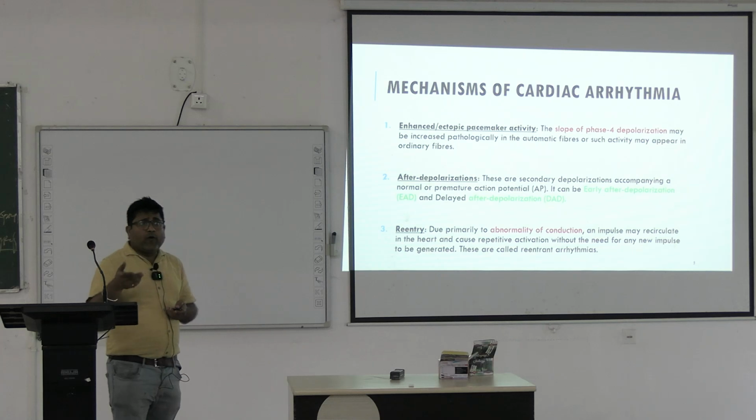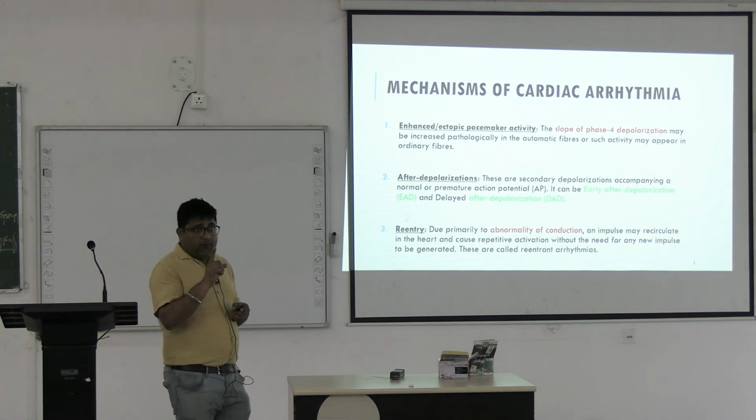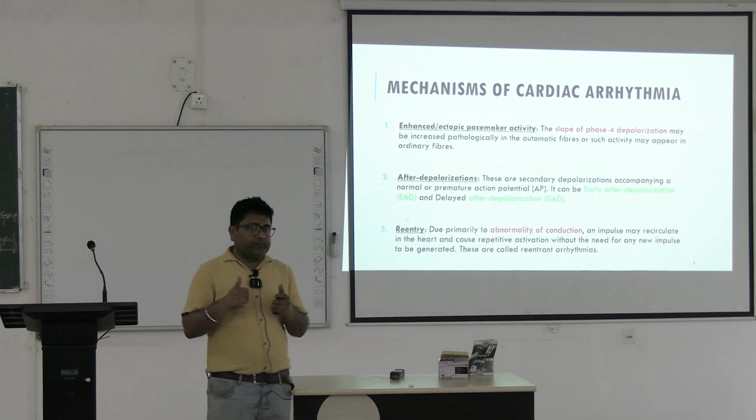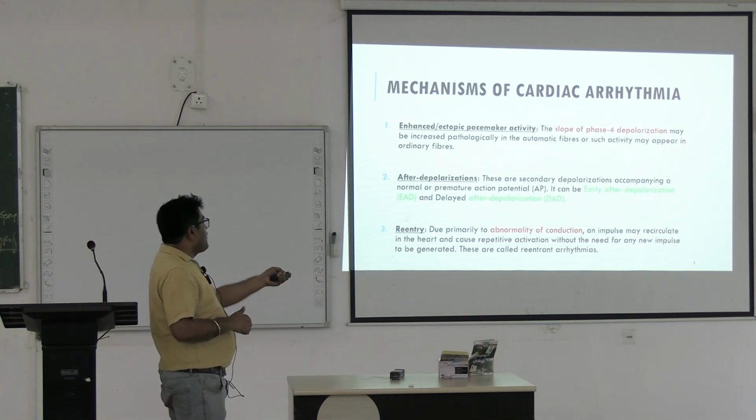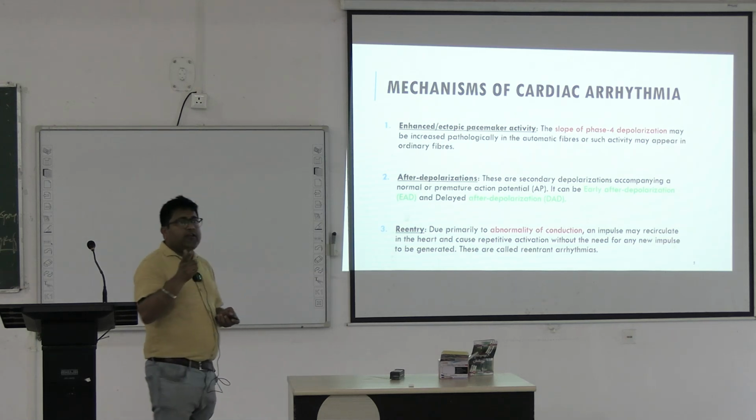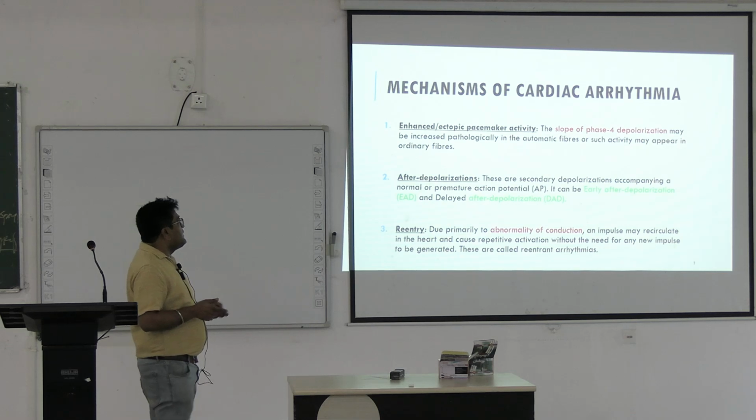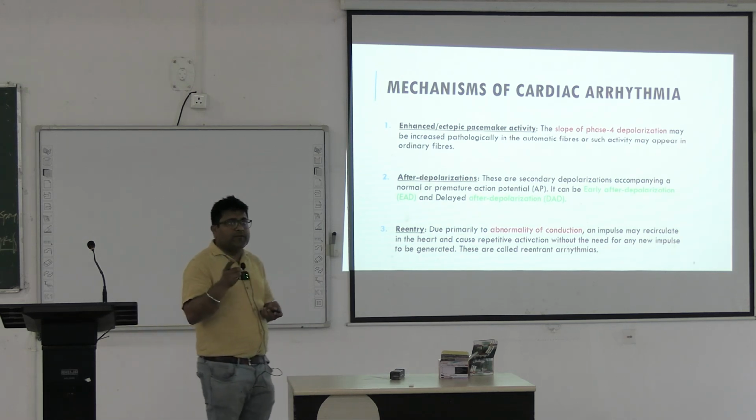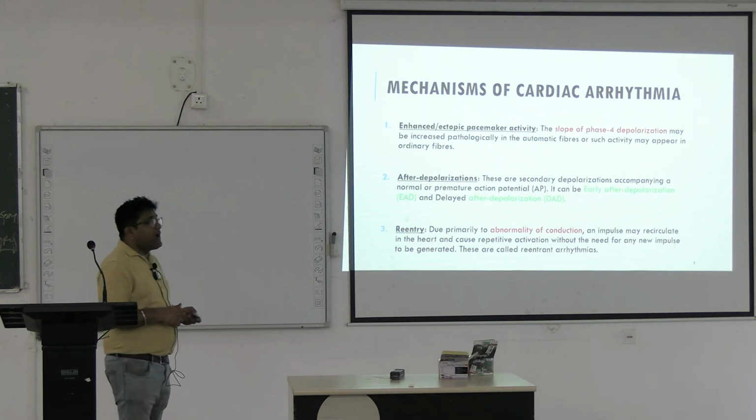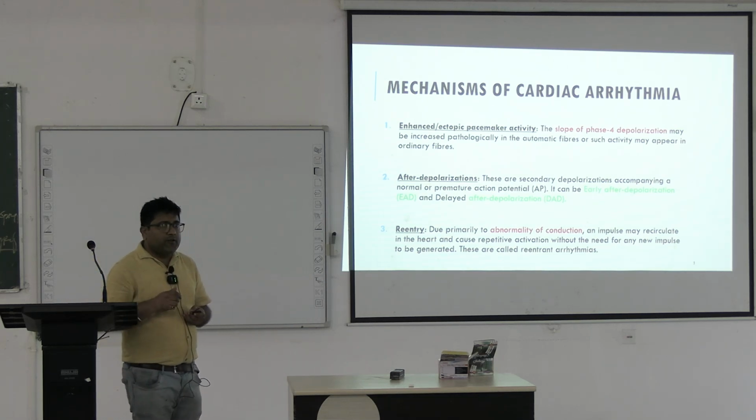Now, why do these pacemaker cells show pacemaker activity? Because they show diastolic depolarization in phase 4. So, the slope of phase 4 depolarization may be increased pathologically in the automatic fibers, or such activity may appear in the ordinary fibers, leading to ectopic pacemaker activity. Number 2 is after depolarization. Now, what do we mean by after depolarization?